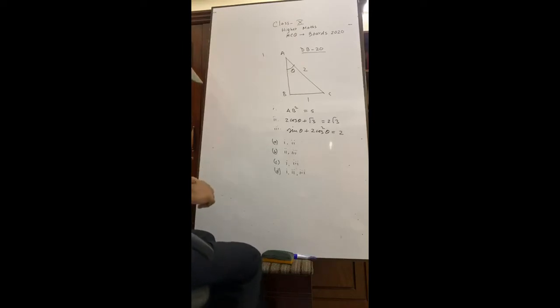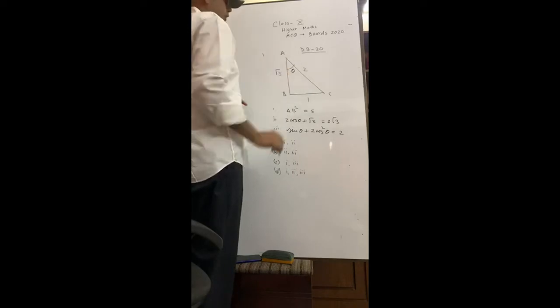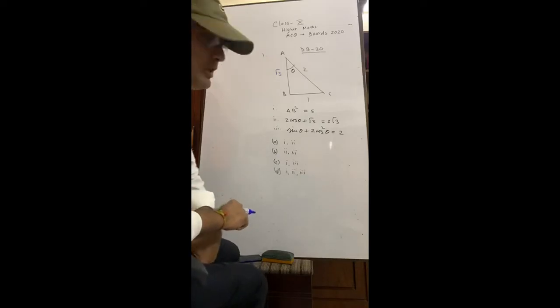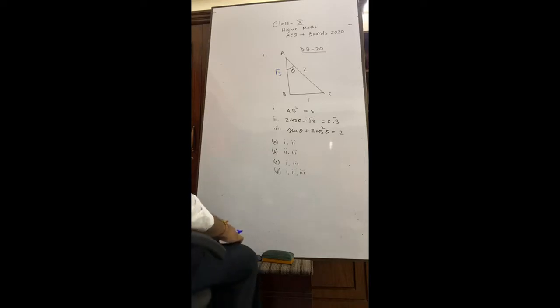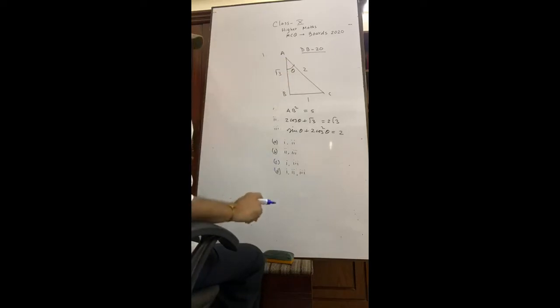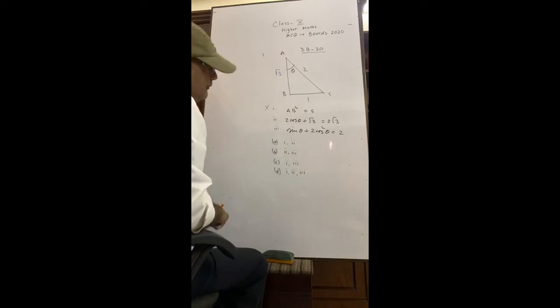By Pythagoras theorem, we can determine the length of AB as root 3 units, right? So AB square equals what? Root 3 whole square, which means 3. So statement 1 is not accepted.